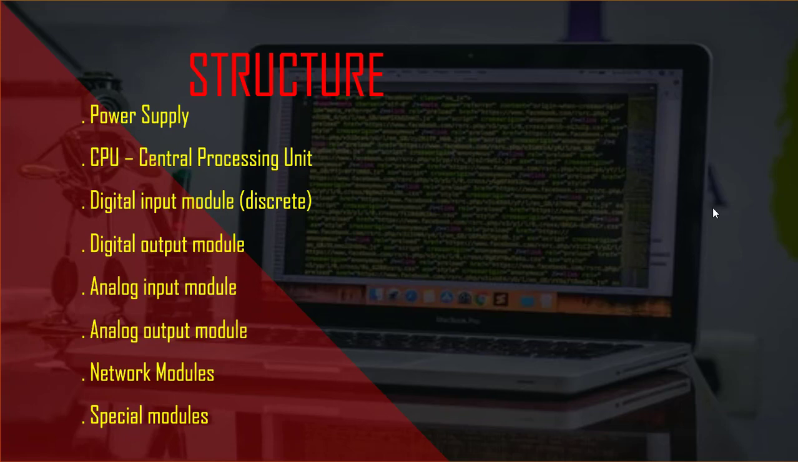Analog input module. Captures the value of analog inputs such as temperature or pressure sensors and sends this information to the CPU. Analog output module. Sends analog control signals to devices such as valves or motors. Network modules. Enable communication with other PLCs or devices over a network. Special modules. Provide additional functionality such as high-speed counting or specialized communication protocols.